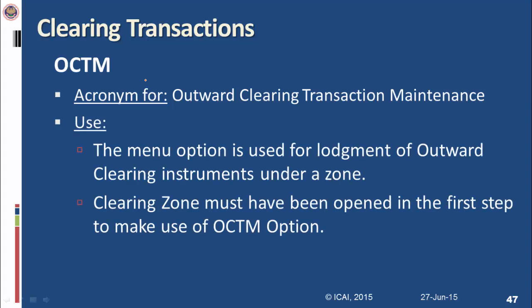Now comes the clearing transactions. Options are OCTM, ICTM, and MCLZOH. First, we'll go through the OCTM, that is outward clearing transaction maintenance. The checks received by the bank for clearing purpose will be lodged under outward clearing. But for the lodgement of the outward check, there should be a zone open for it. Now, zone, we have understood at the concept stage, is the same set of checks consolidated at a particular place.